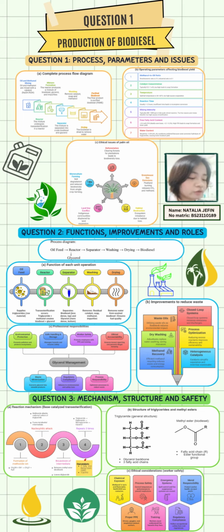Structurally, triglycerides consist of a glycerol backbone attached to 3 fatty acid chains, while biodiesel has a simpler structure as follows. Finally, ethical considerations include ensuring worker safety. Methanol is toxic and flammable, and the catalyst is corrosive, so proper protective equipment, training, and safe operating conditions are very essential.